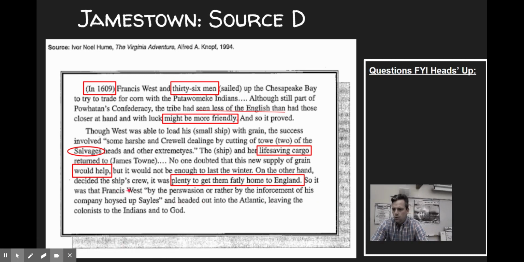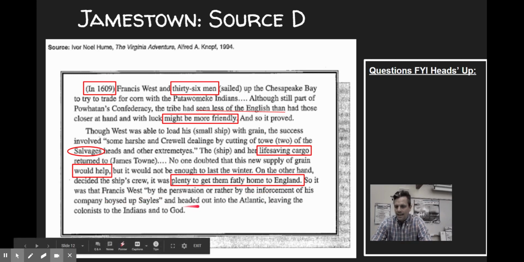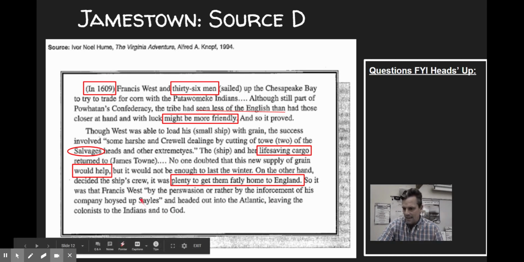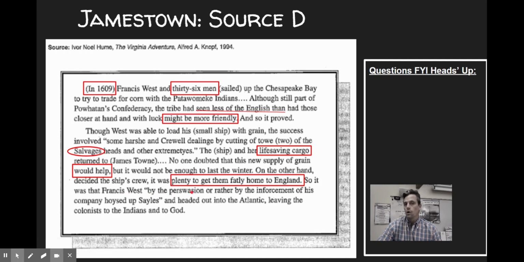So it was that Francis West, by the persuasion, or rather by the enforcement of his company, hoisted up the sails and headed out into the Atlantic, leaving the colonists to the Indians and to God. Oh boy, we're at just about 5 minutes, so just think about that. Francis West, he's the captain in charge of this little trading mission. He was persuaded.